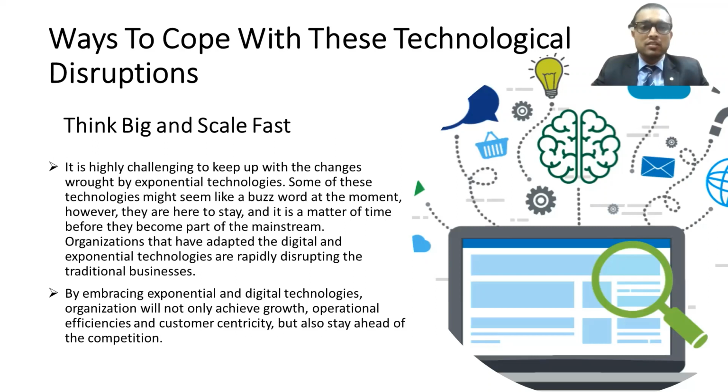The key characteristics that set these organizations apart are the ability to create value through ecosystem, network, and platform-based business models, by being multimodal, that is, the ability to manage different velocities of change within the organization, and inculcating a culture of innovation by imbibing the principles of fail fast and learn fast. By embracing these exponential and digital technologies, organizations will not only achieve growth, operational efficiencies, and customer centricity, but also stay ahead of the competition.